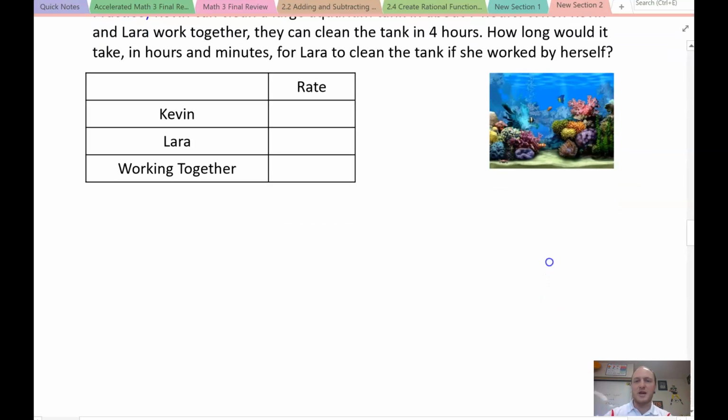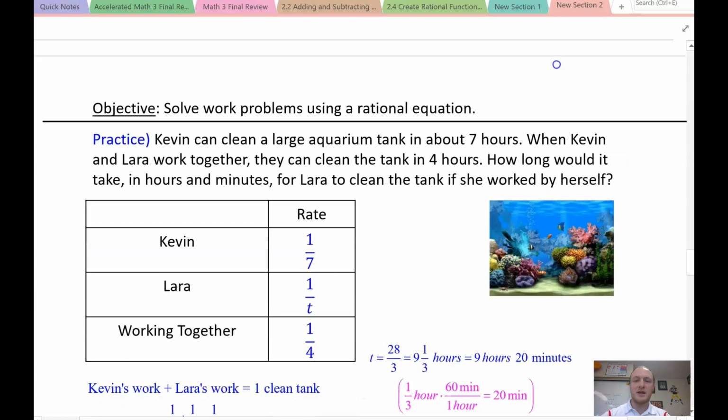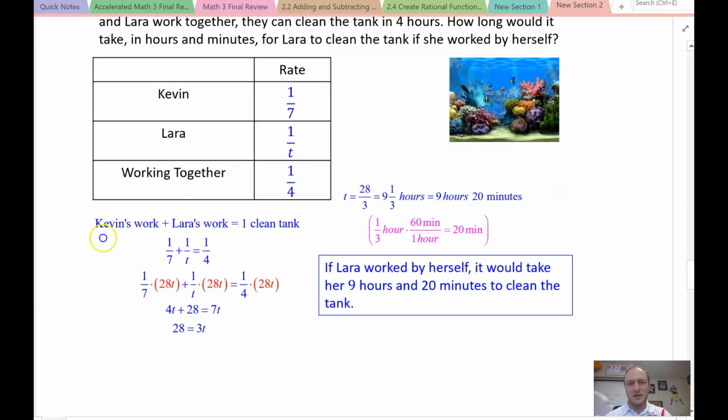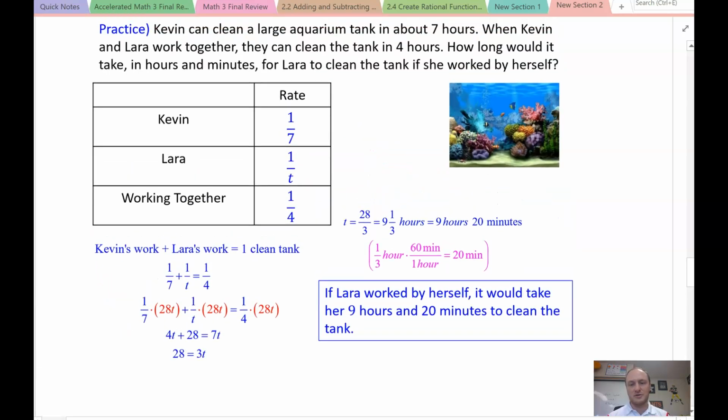All right, I'm glad you put in that work. Okay, and here is your answer. It will take Laura, if she works by herself, 9 hours, 20 minutes to clean that fish tank. Okay, that's a long time. That's a pretty big fish tank, you think about it. Yep, it's an aquarium tank.